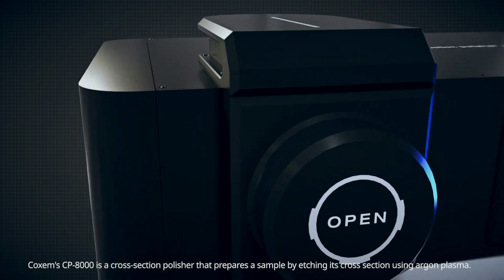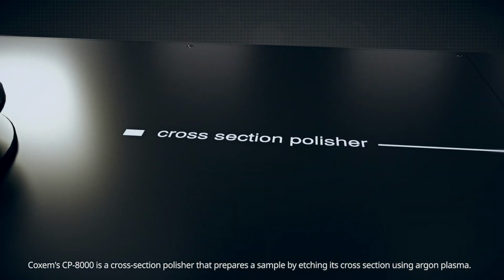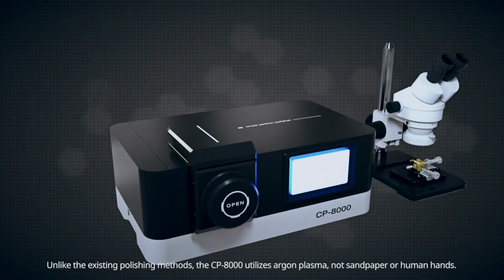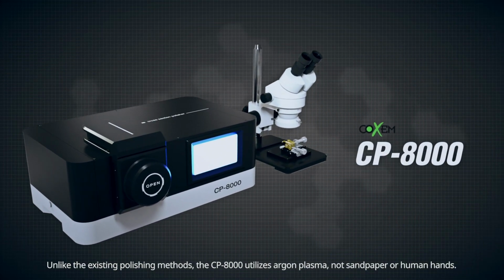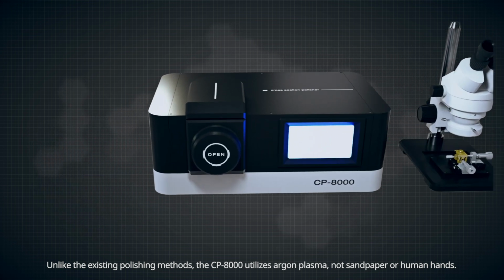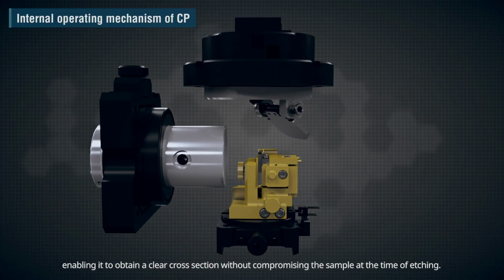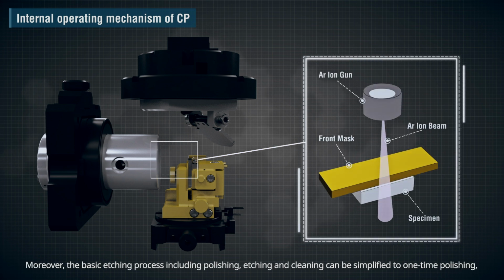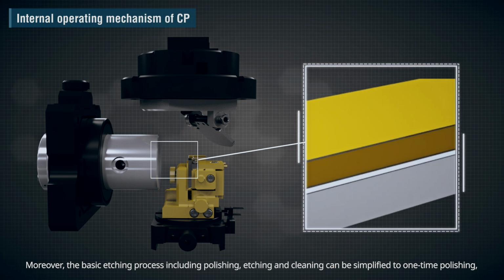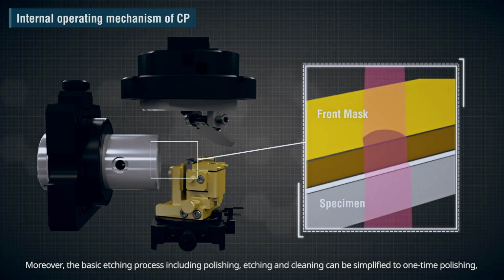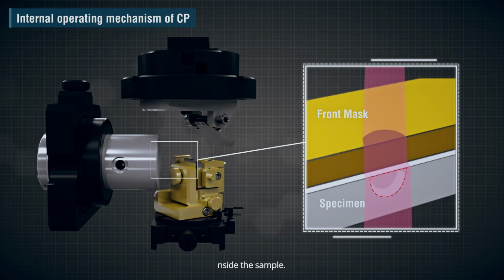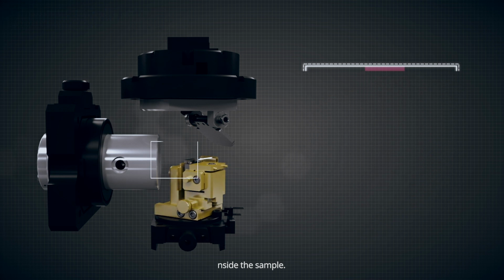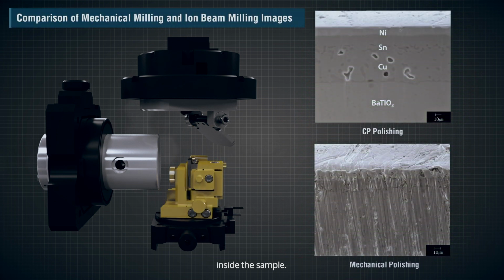KOSEM's CP8000 is a cross-section polisher that prepares a sample by etching its cross-section using argon plasma. Unlike the existing polishing methods, the CP8000 utilizes argon plasma, not sandpaper or human hands, enabling it to obtain a clear cross-section without compromising the sample at the time of etching. Moreover, the basic etching process, including polishing, etching, and cleaning, can be simplified to one-time polishing, which can still provide a clear cross-section.